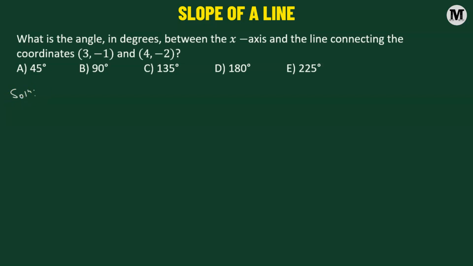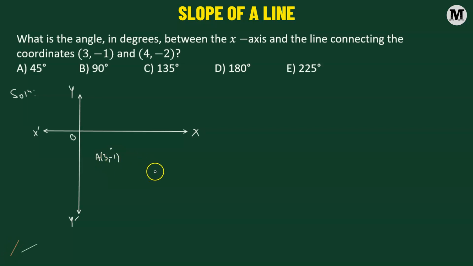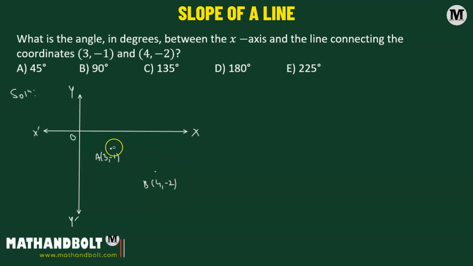So we'll consider the coordinate axis. Let's plot the point (3, -1). Let's say this is the point A with coordinates (3, -1). And then we have another point B with the coordinates (4, -2). We're going to join the two points with the help of a straight line.